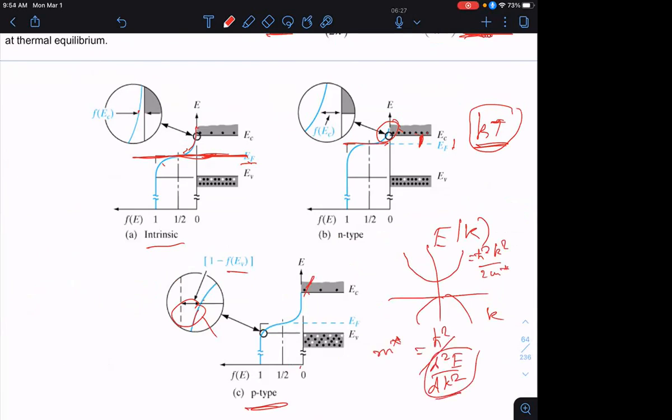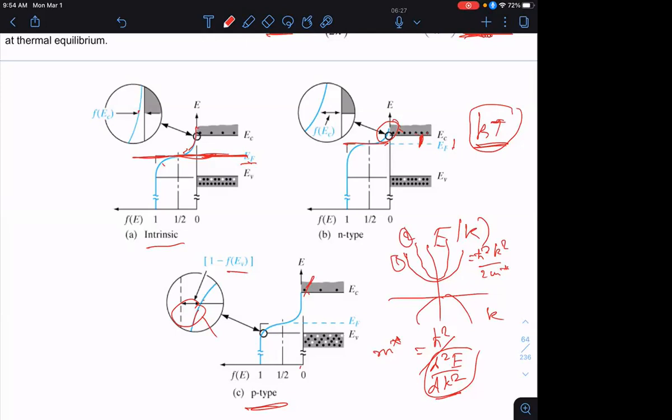So if I had a band structure like so, and another band structure like so, that's case one, that's case two, who can tell me which semiconductor has a lower effective mass? One or two? Two. Very good.